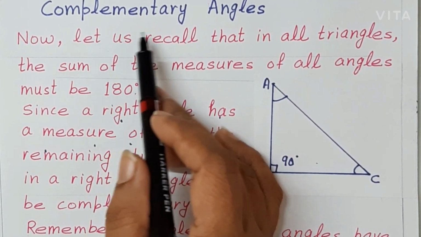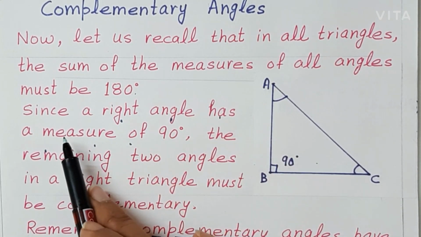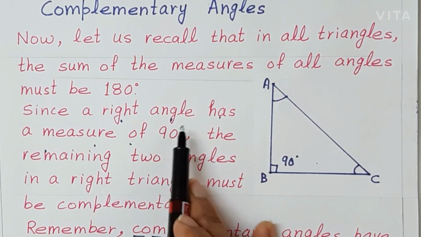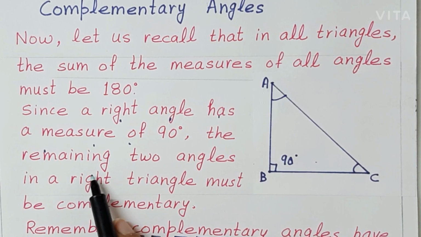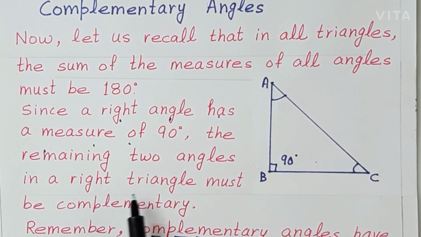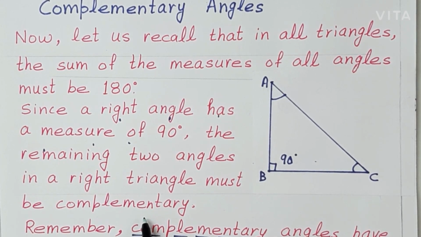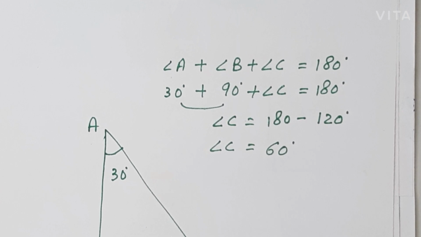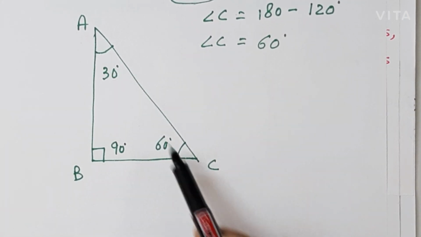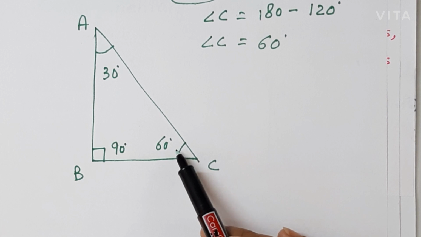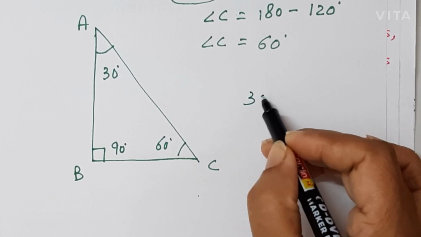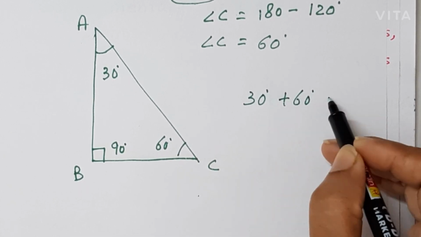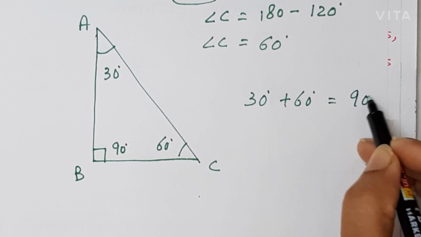Now students, let's come back to complementary angles. Since a right angle has a measure of 90 degrees, the remaining two angles in a right triangle must be complementary. This means when we consider the remaining two angles of the triangle, that is 30 and 60, 30 degrees plus 60 degrees is equal to 90 degrees.